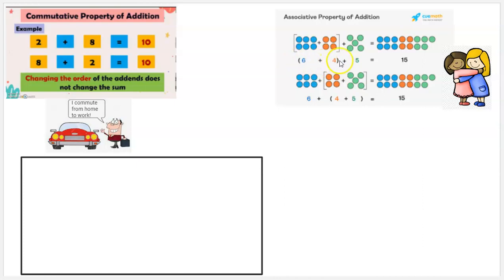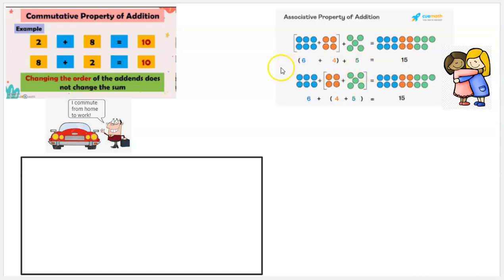So in this first example, what it's showing is 6 plus 4, and that's what I'm going to add up first. 6 plus 4 is 10. After I figure that out, then I'm going to add the 5 in. So 10 plus 5 is 15.